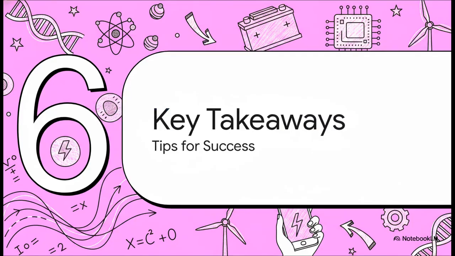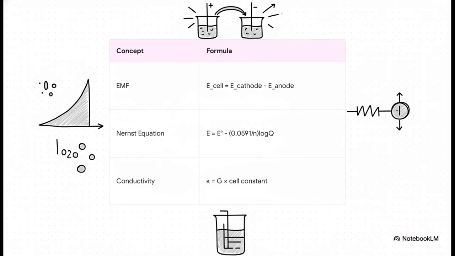All right, let's wrap things up with Section 6, Key Takeaways and Tips, especially for those of you studying for an exam. Here is the absolute core math of the topic, all in one handy place. You've got your electromotive force, your Nernst equation for those non-standard conditions, and your conductivity formula. I highly recommend pausing the explainer right now and grabbing a quick screenshot of this table. Trust me, you'll be using these 3 formulas constantly.